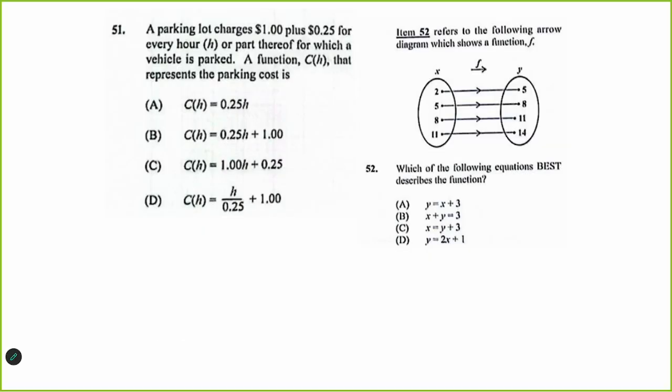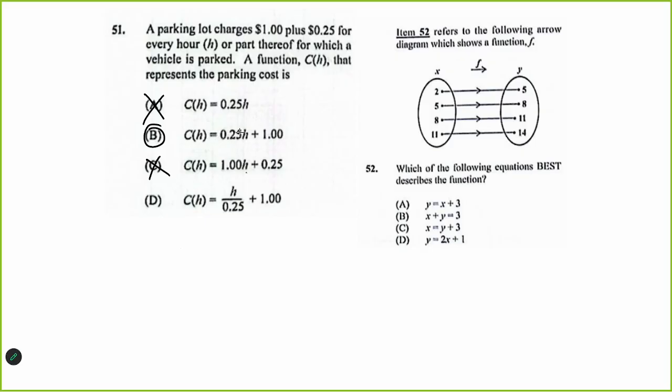51. A parking lot charges $1 plus 0.25 for every hour. So $1 is your constant, so you have to have 1. We are not multiplying $1 by h because that would be incorrect. So we have a positive 1. And then they said 0.25 for every hour. So if it's 2 hours, it would have been 0.25 multiplied by 2. If it's 3 hours, 0.25 multiplied by 3. So the only answer that makes sense here is B.